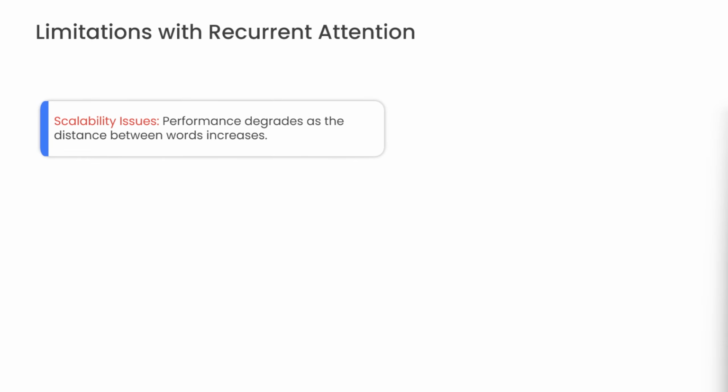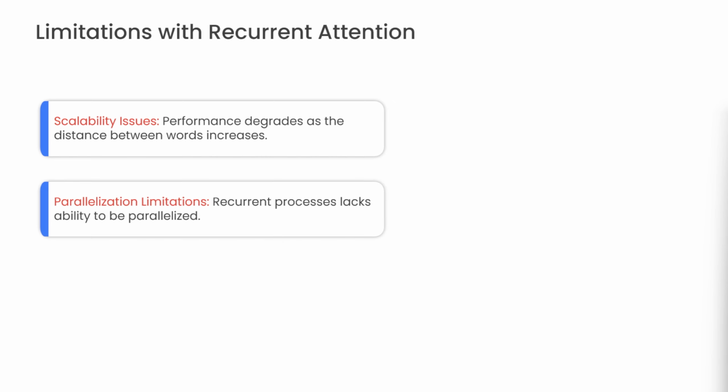Even though RNNs with attention have significantly advanced the field of sequence modeling, they still come with notable limitations. For example, as the distance between words in sequences increases, the performance of RNNs tends to decrease. This happens because the sequential nature of RNNs makes it difficult to capture dependencies between words that are far apart.